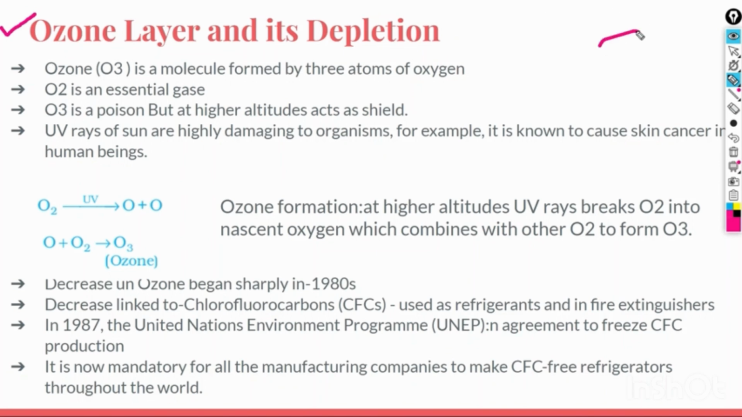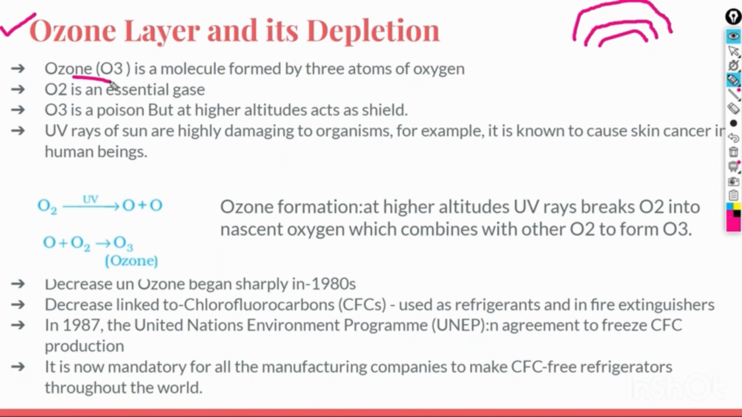So this is the earth, and the earth has a blanket of layer above it which is called the atmosphere. In between the atmosphere we have a layer which is called the ozone layer. So ozone is a molecule. Ozone or O3 is a molecule which is formed by three atoms of oxygen. So we know that we have seen O2 gas. O2 or the oxygen gas is a very important gas for our survival.